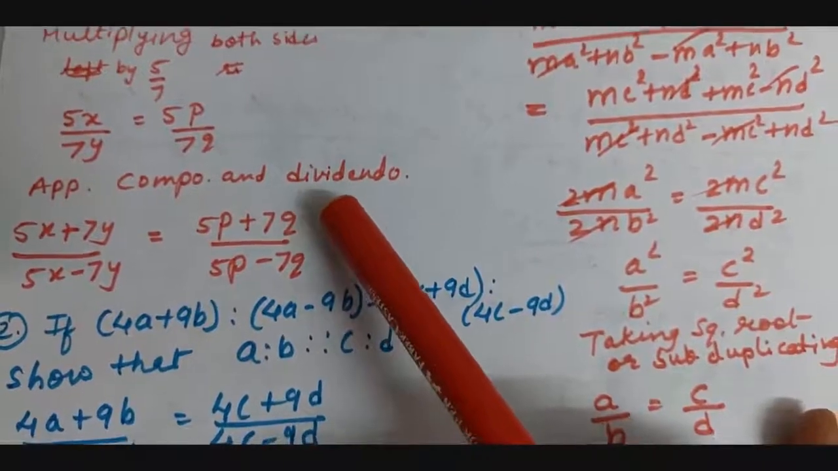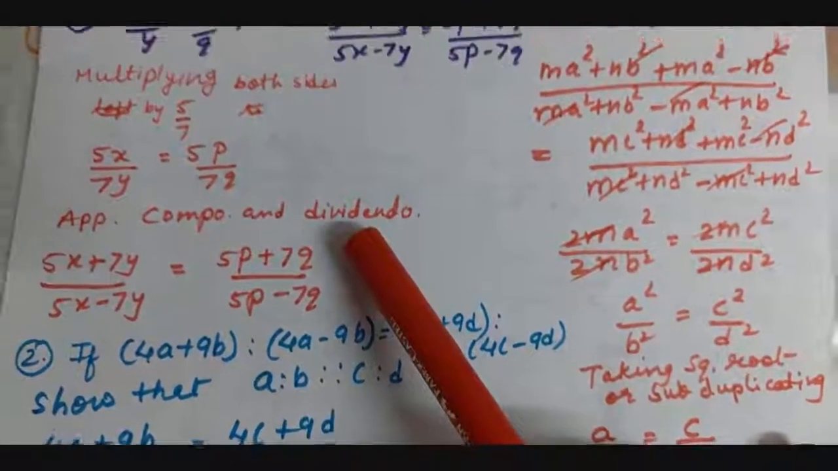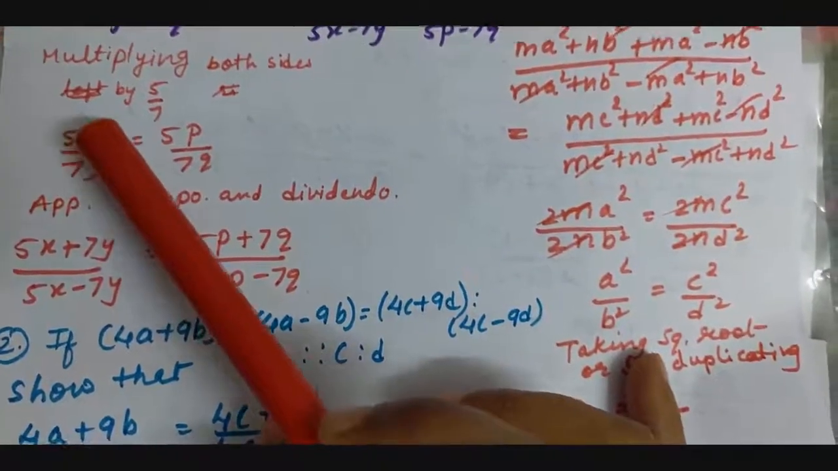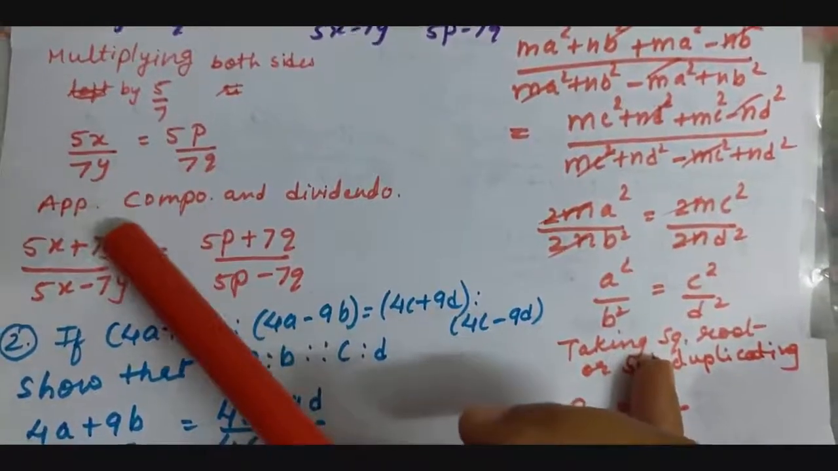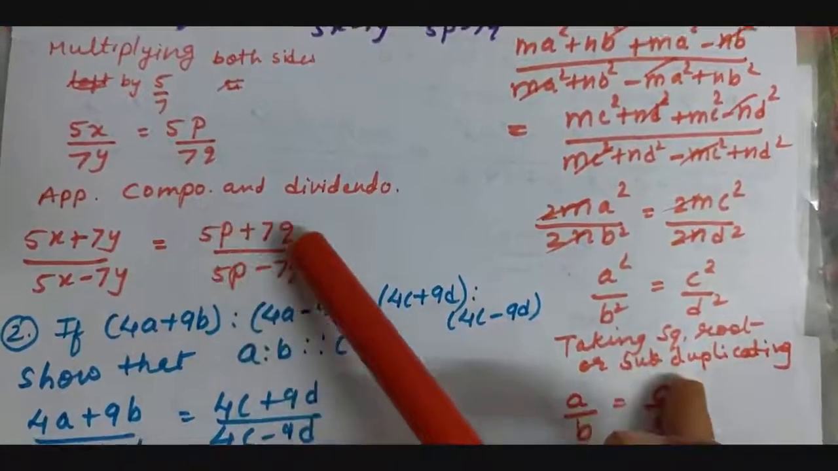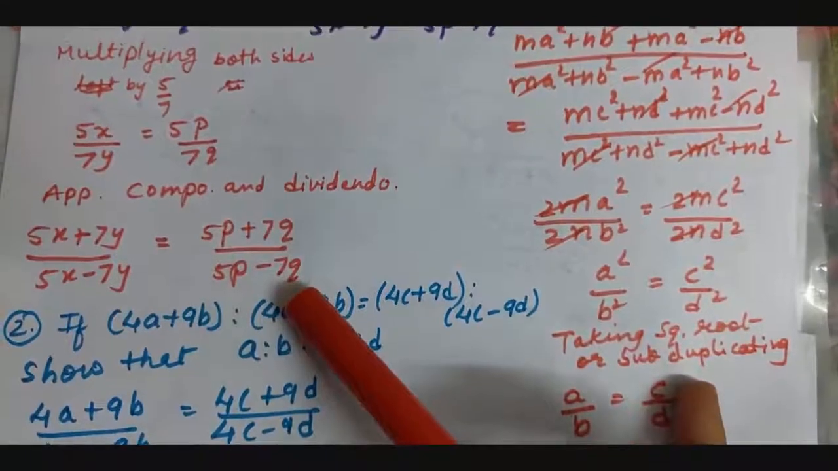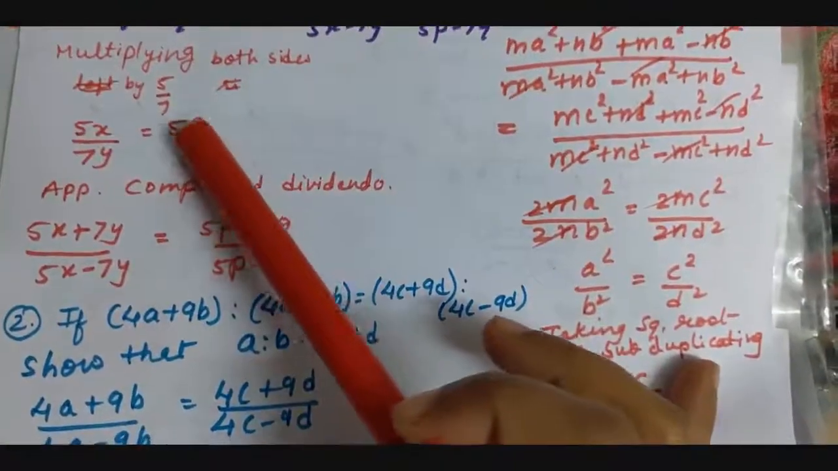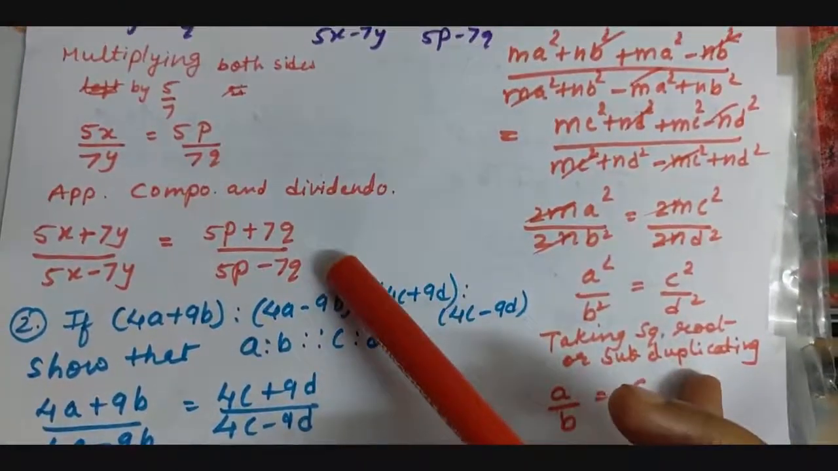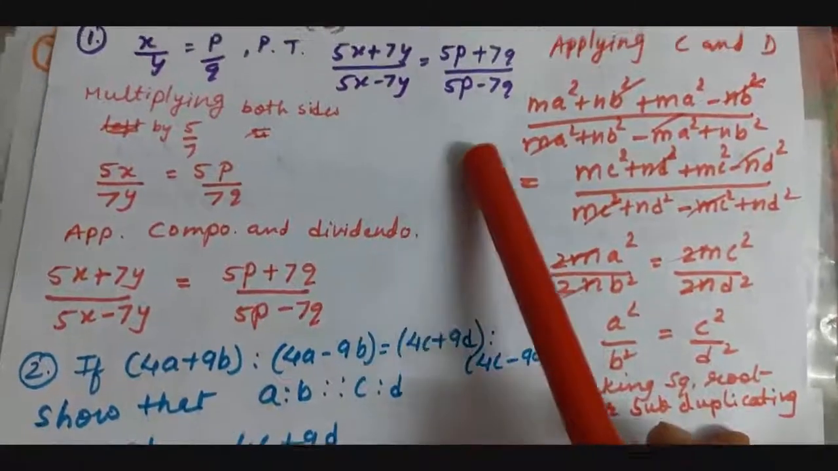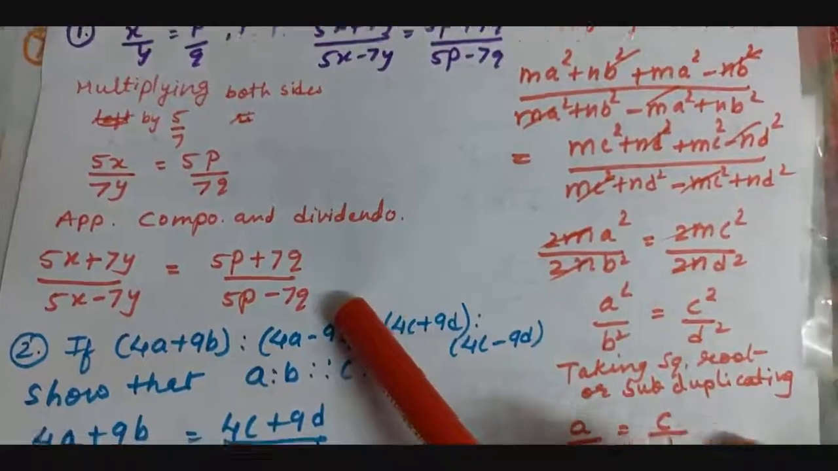I told you that componendo and dividendo is very important. Now what is componendo dividendo? It means (numerator plus denominator) and (numerator minus denominator) is equal to (numerator plus denominator), (numerator minus denominator). Here some of the students make a mistake, they write denominator minus numerator, which is incorrect. So take care while you use this result. So whatever they ask for, we get as the answer.